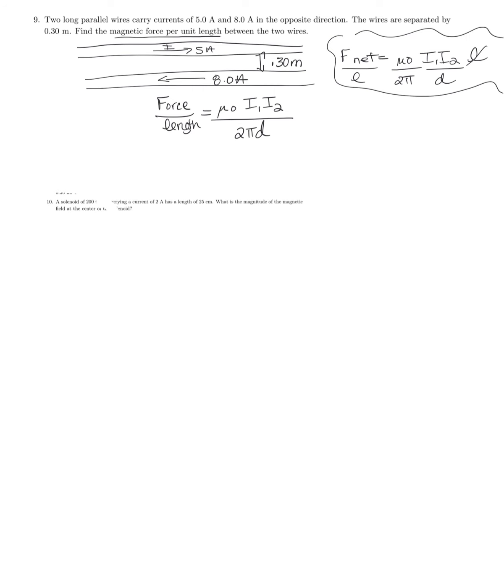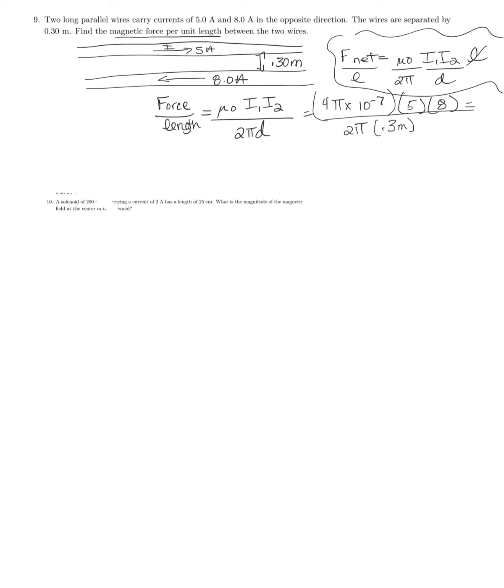So all we need to do here is fill in what we have. We have mu naught, which is, again, just a constant, which somehow I just forgot. Okay, 4 pi times 10 to the minus 7. And then we have I1, which we'll just call 5 amps. And then I2, we'll call 8 amps, divided by 2 pi, and the distance between them is 0.3 meters.